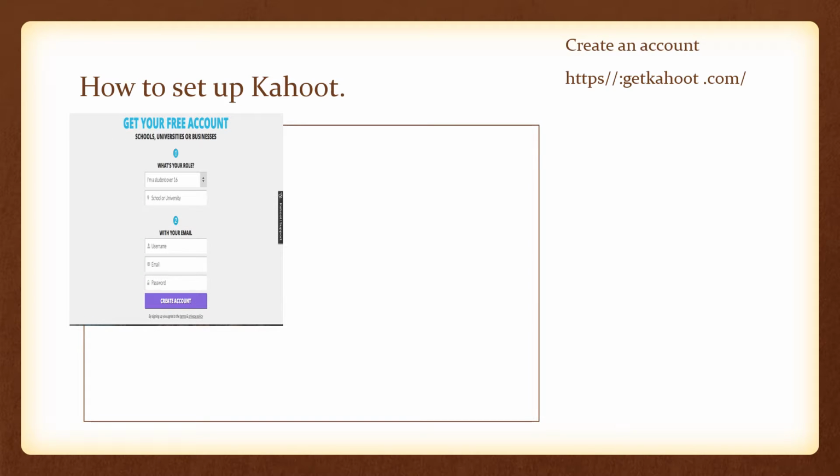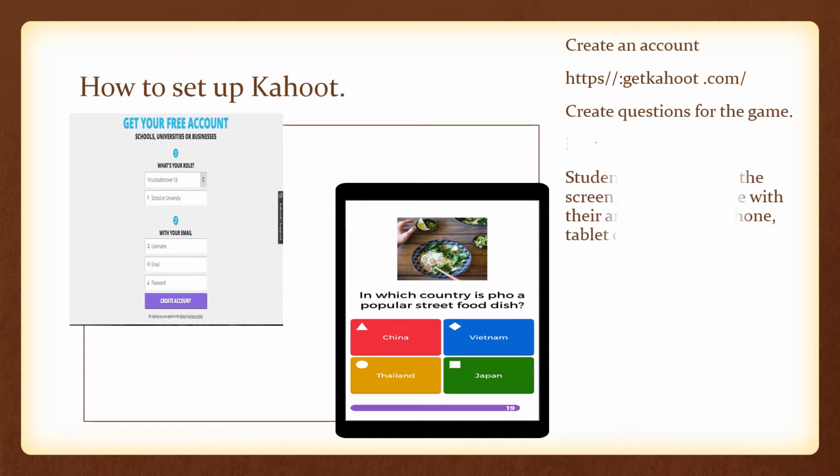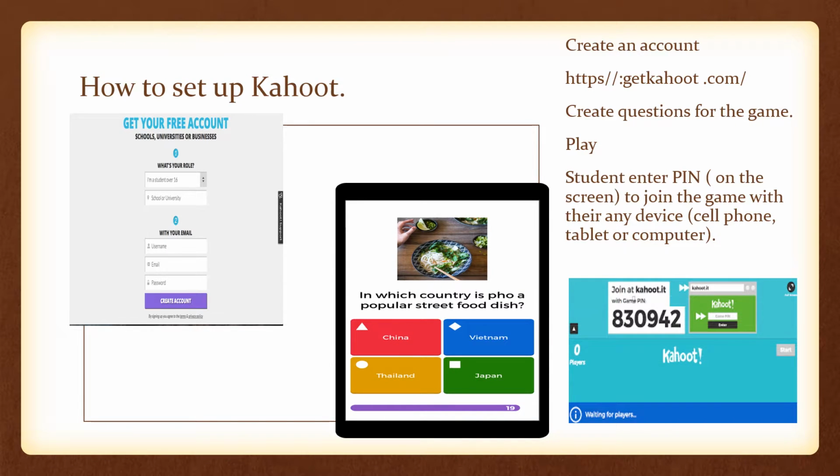How to set up a Kahoot? It is rather easy. Create an account, create questions for the game, and play. Students enter the PIN to join the game with any devices they like to use.